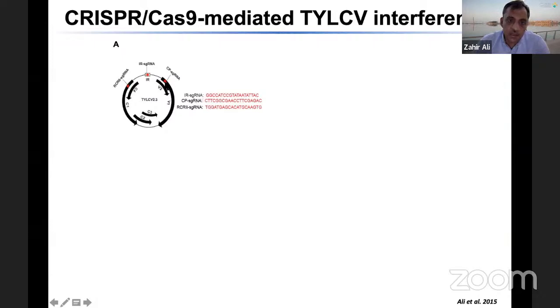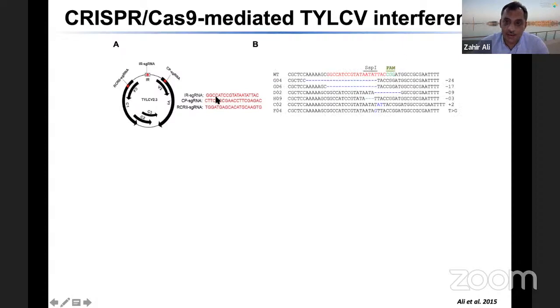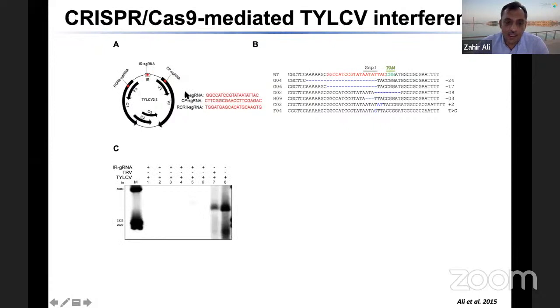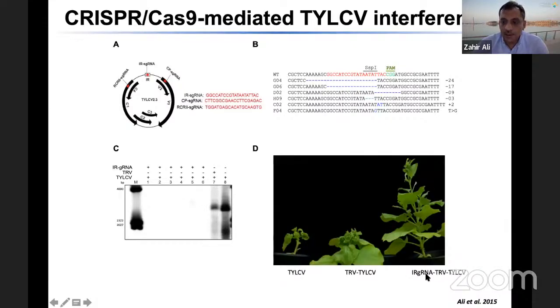But here you can see that we mainly targeted the IR region, the coat protein, and the RCR2. You just need to express the gRNAs, and then you can see that the virus is mutated in these regions. And there is no accumulation of the virus anymore in these plants compared to the control plants. And you can see that when you are expressing the gRNA against the viruses, you can recover these plants. So the virus vectors can be used to provide resistance against pathogens, specifically viruses, because their genome is directly available inside the nucleus.